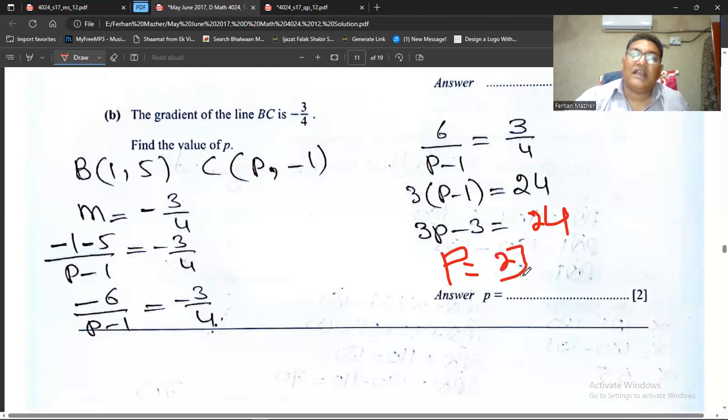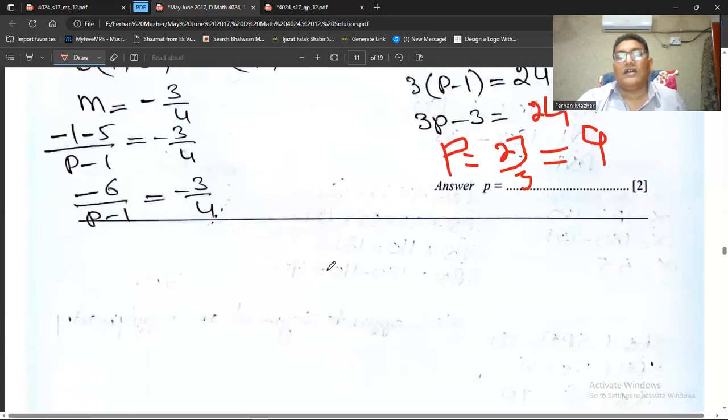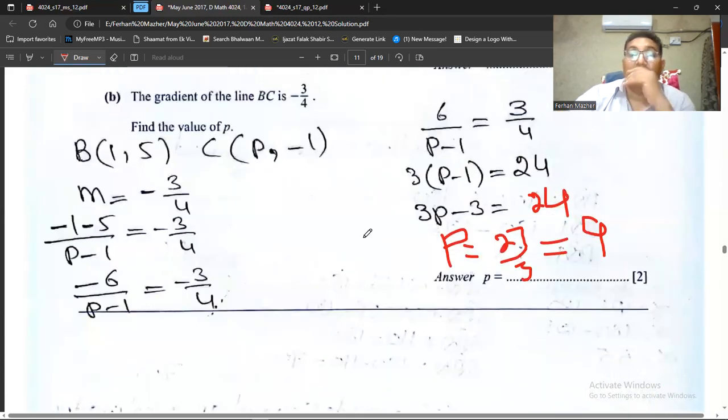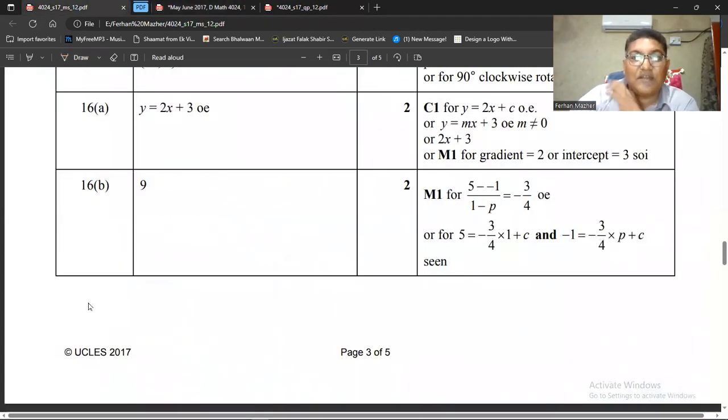And then divided by the 3, and this will be 9. So the value of P will be 9. I don't know why I have not completed it. This is a straight line, sorry. Okay, so the P value will be 9.